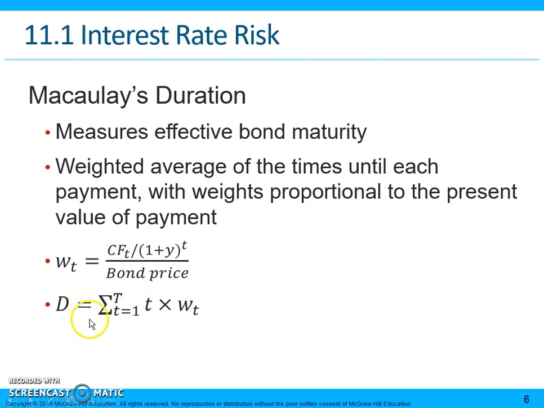The duration is simply the sum of t times the weight. So t would be every period. For the example before, it would be 1 through 8. So it would be 1 times the first weight, 2 times the second weight, on down the line, 8 times the very last weight.